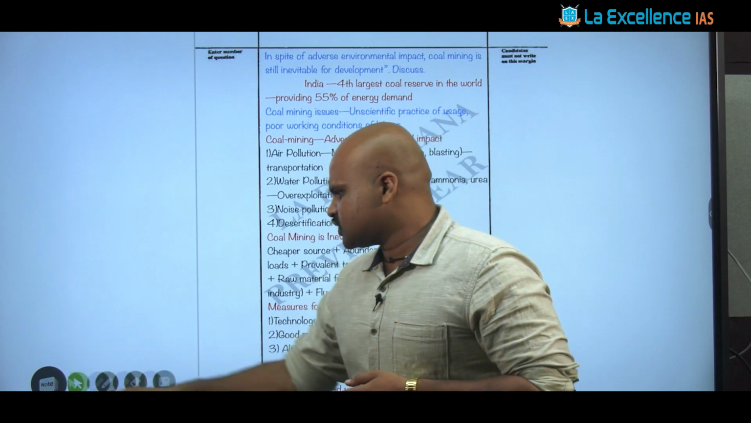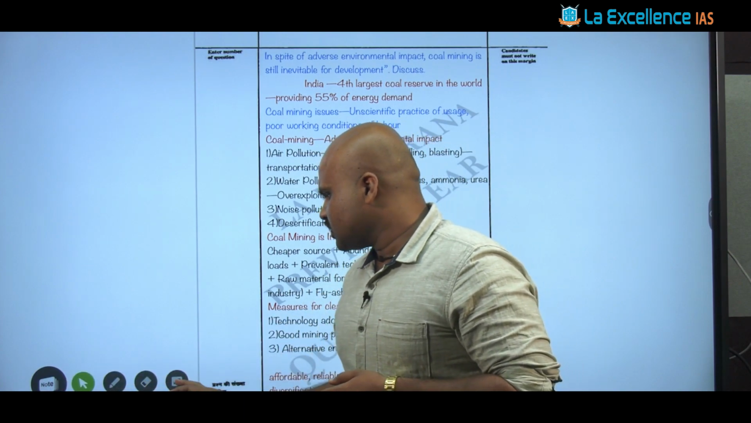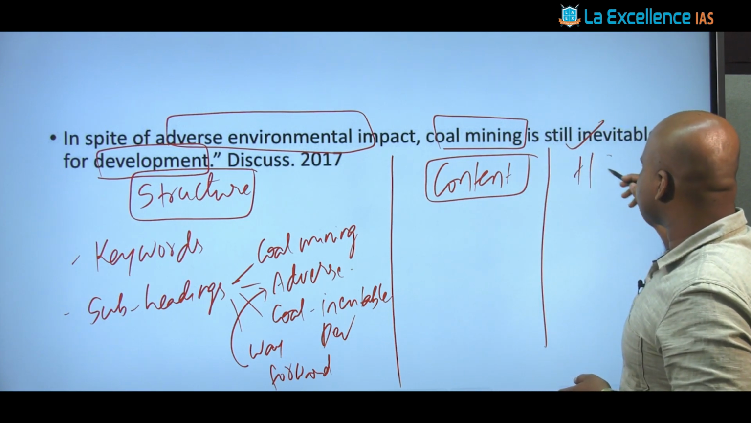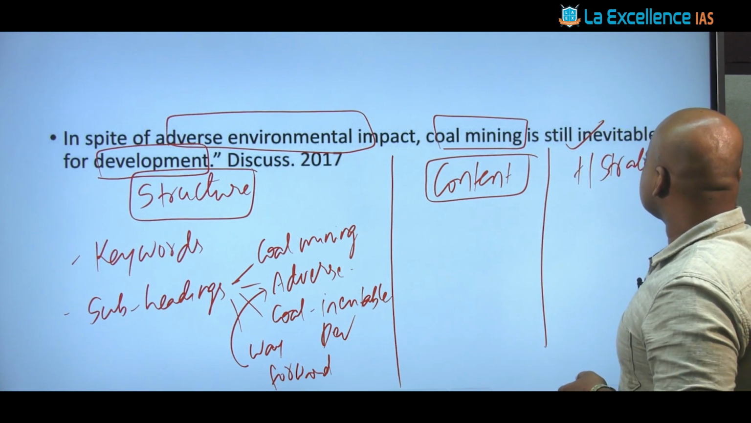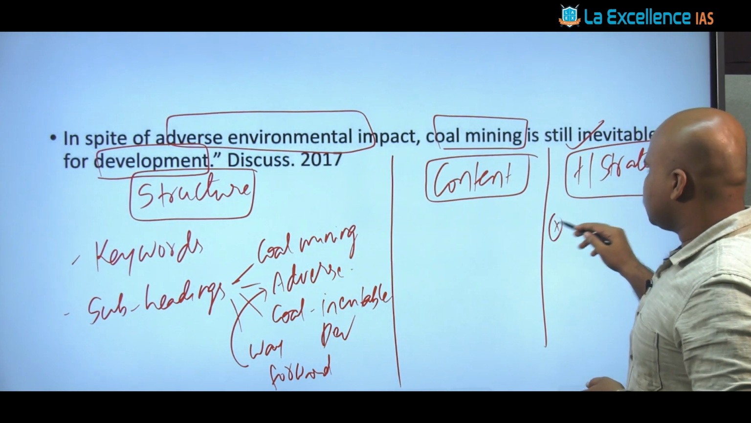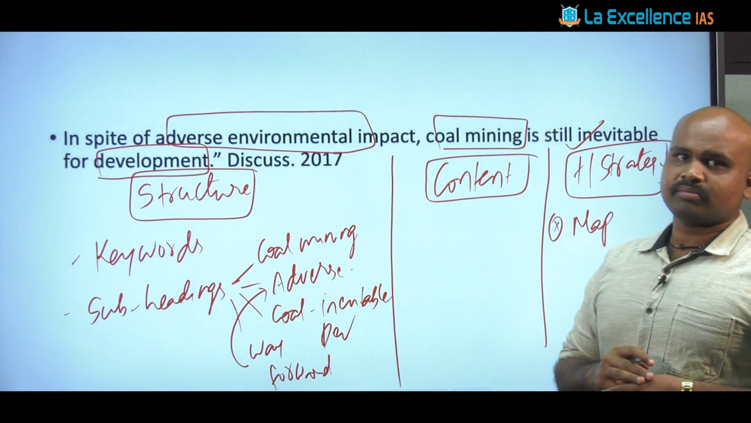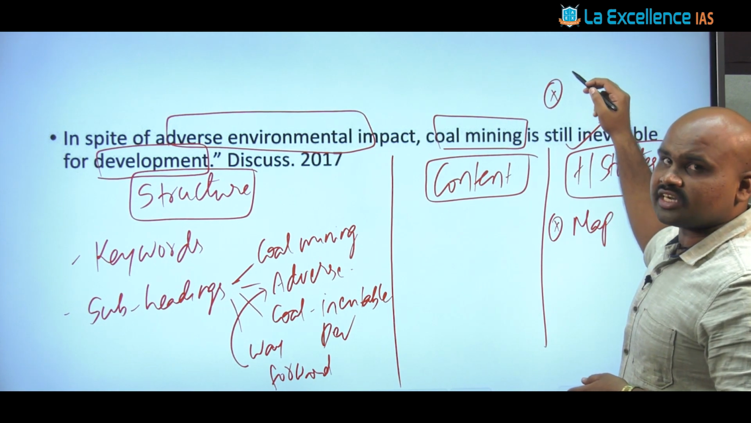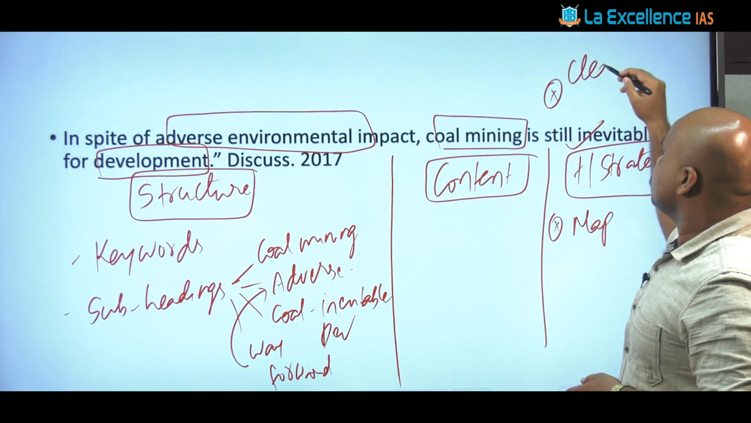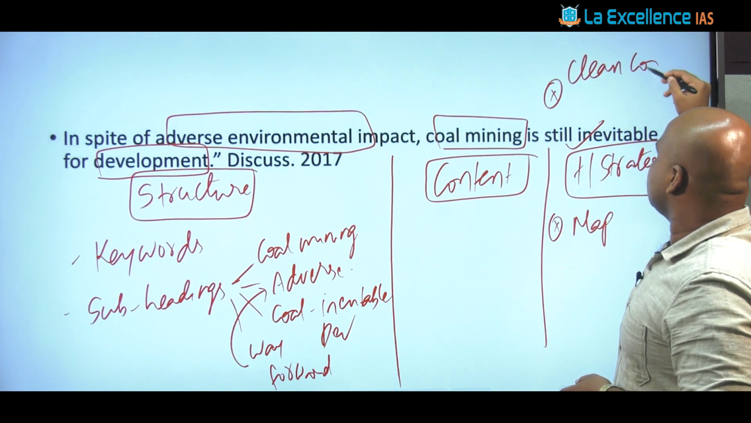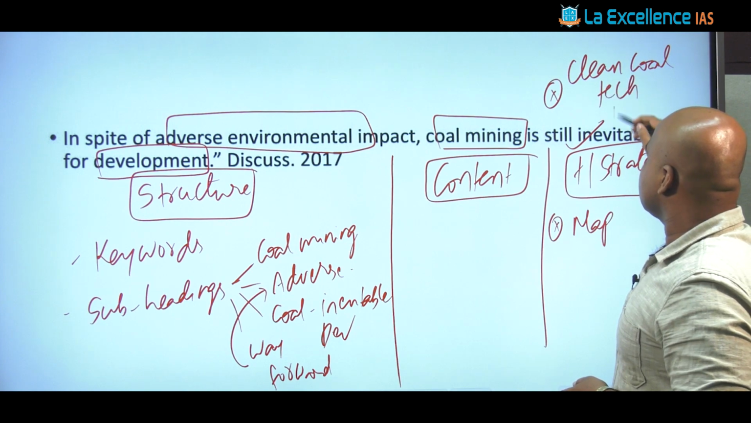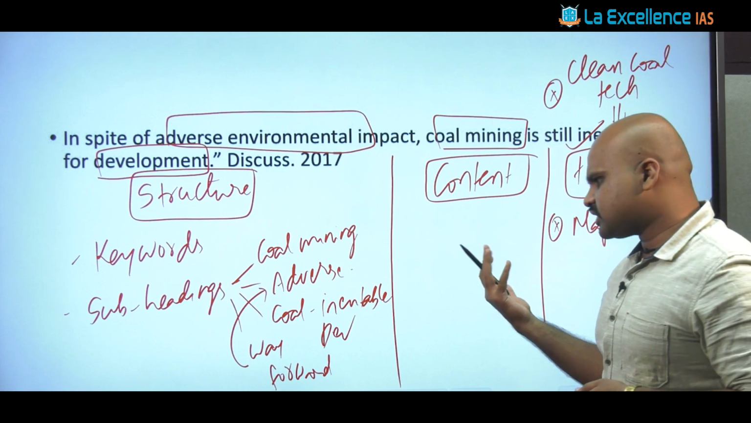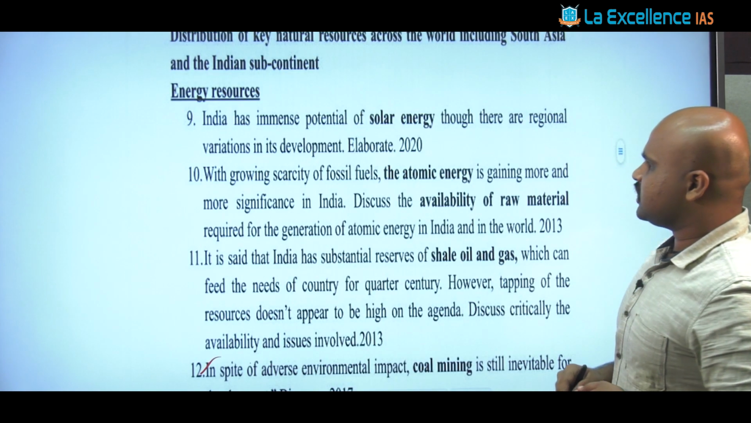Now, once we have done this discussion, let's go for a practice question. Or before that, let's see what can be a +1 strategy. A +1 strategy for such a question can be, again, map-based. Or we can talk about certain existing technologies, especially the clean coal technologies. The clean coal technologies can be a +1 strategy with respect to such a question.